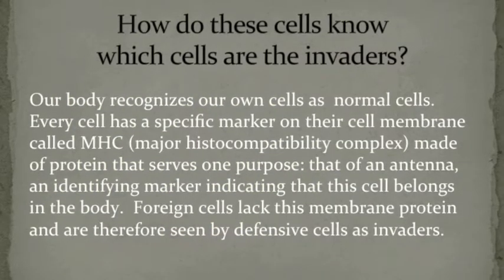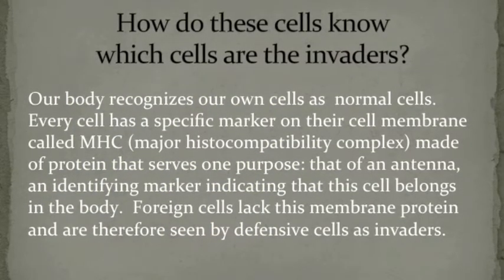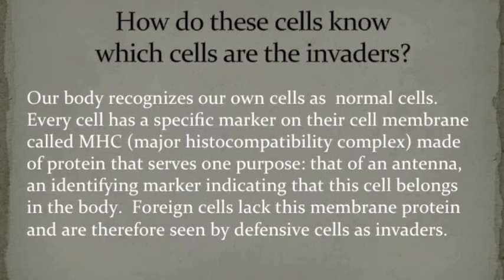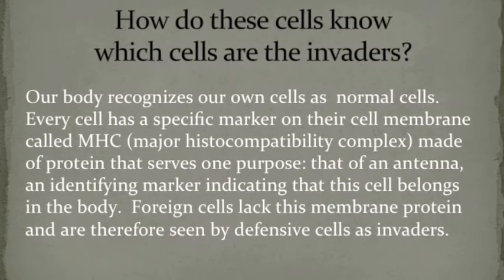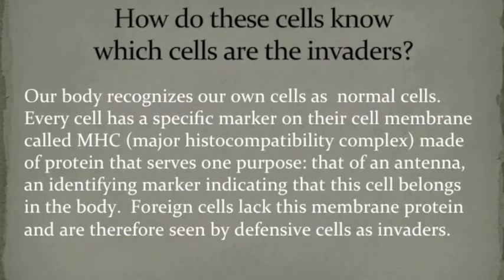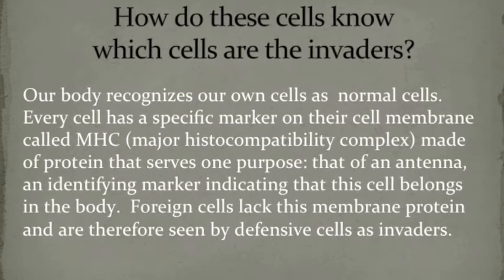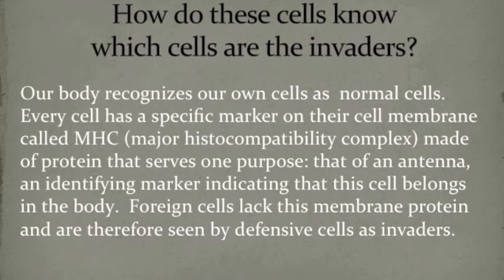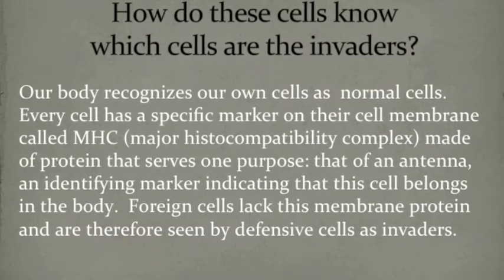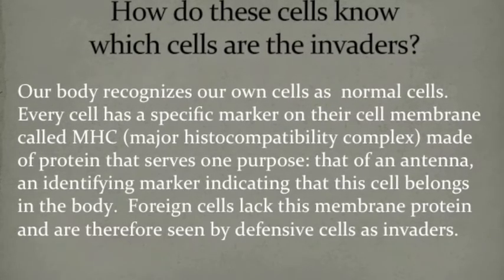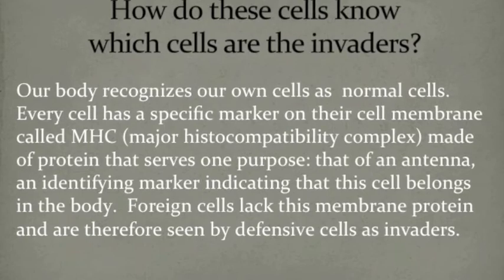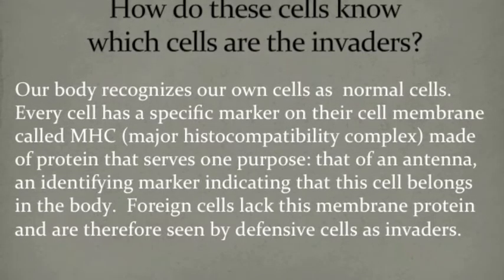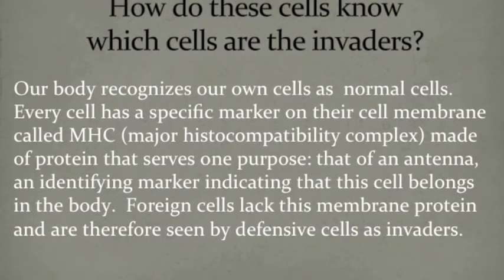So how does our body know which cells are the invaders? Our body recognizes our own cells as normal cells. Every cell has a specific marker on their cell membrane called MHC, Major Histocompatibility Complex, made of protein that serves one purpose, that of an antenna, an identifying marker indicating that this cell belongs in the body. Foreign cells lack this membrane protein and are therefore seen by defensive cells as invaders.